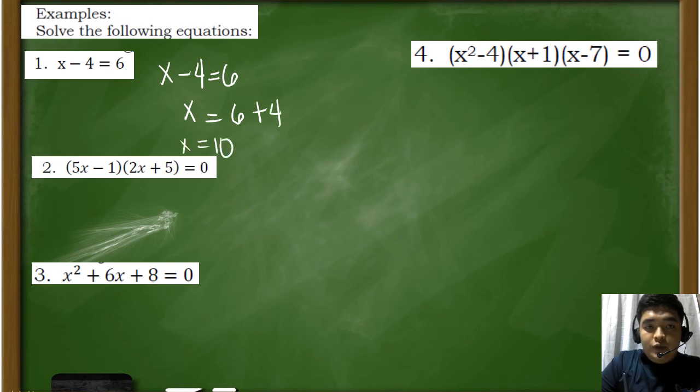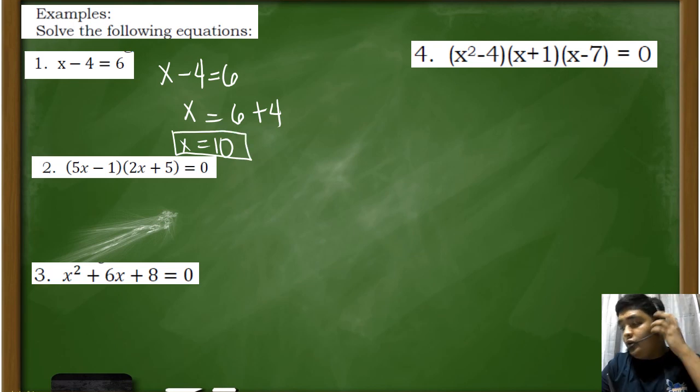So therefore the value of your x is 10. So this is just the addition property of equality, no? You will add plus 4, then add plus 4 to the other side. Okay, so for number 2, we will use the zero product rule.